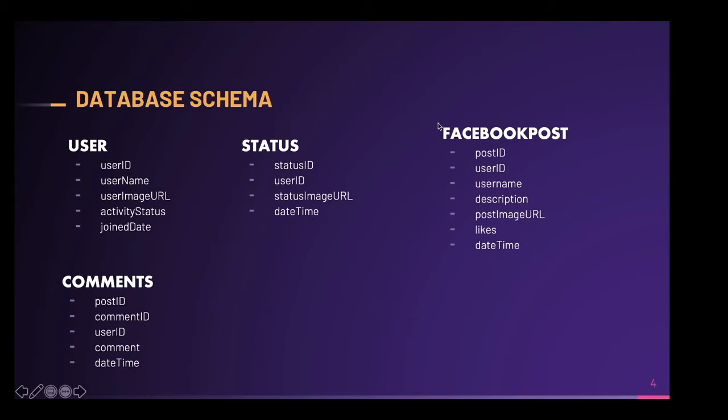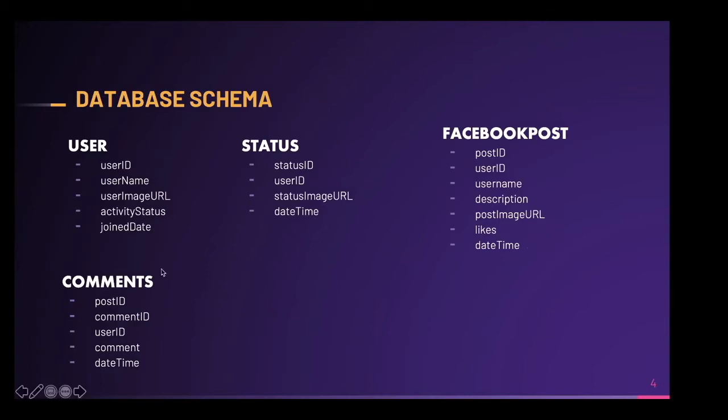And the next table, and the most important table, is the Facebook post, which will contain the information of all the posts that we are saving for our Facebook application. The first one is the post ID, which is again a unique identifier for each post submitted by each user. While saving the user post, we are also saving a few of the metadata of the user, such as the user ID and the username. Along with that, we are saving the description for the post, the image URL, and the like count. And also we will be saving the date and timestamp at which the post got submitted or uploaded into our database.